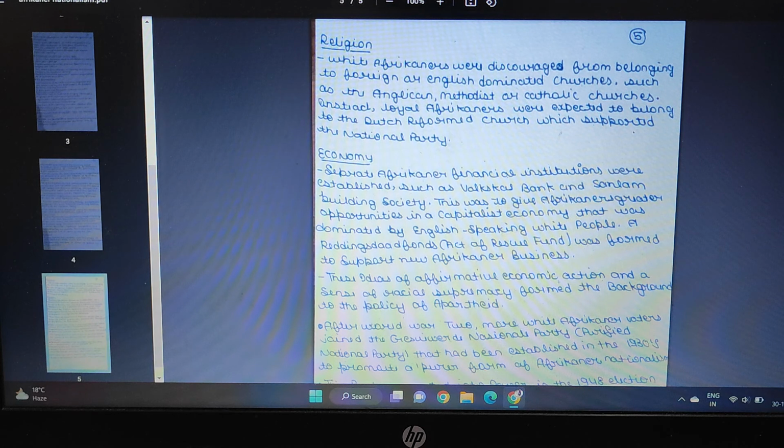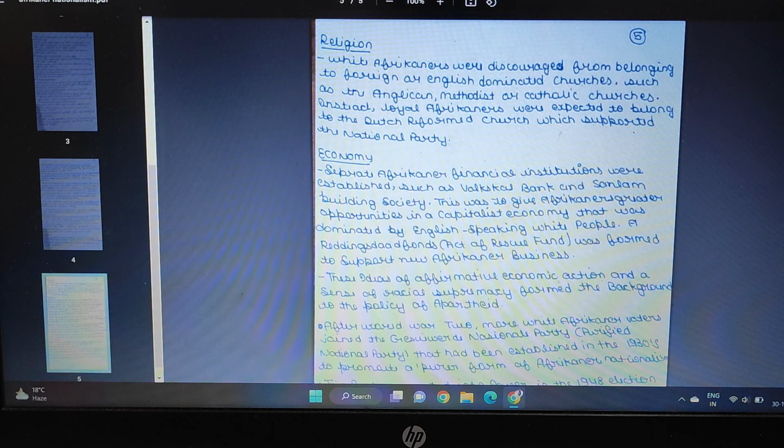Economy. Separate Afrikaner financial institutions were established such as Volkskas Bank and Sanlam Building Society. This was to give Afrikaners greater opportunities in a capitalist economy that was dominated by English-speaking white people. A Reddingsdaadbond, a Rescue Fund, was formed to support new Afrikaner business. These ideas of affirmative economic action and a sense of racial supremacy formed the background of the policy of apartheid.